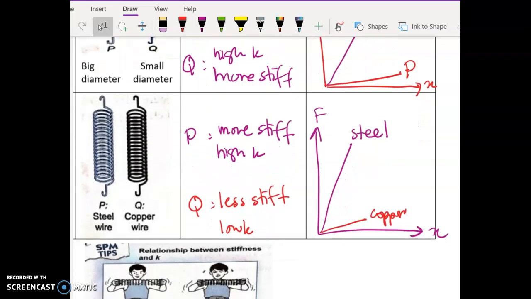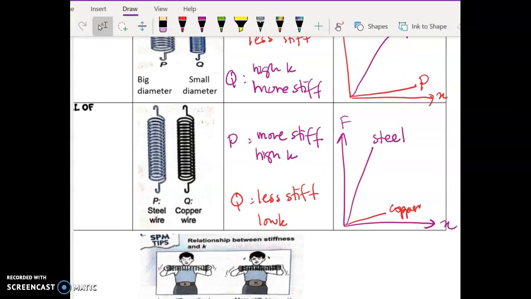Okay, so I think that's all for subtopic 1.4 elasticity. Hope you can do more exercises to understand this topic. Thank you.